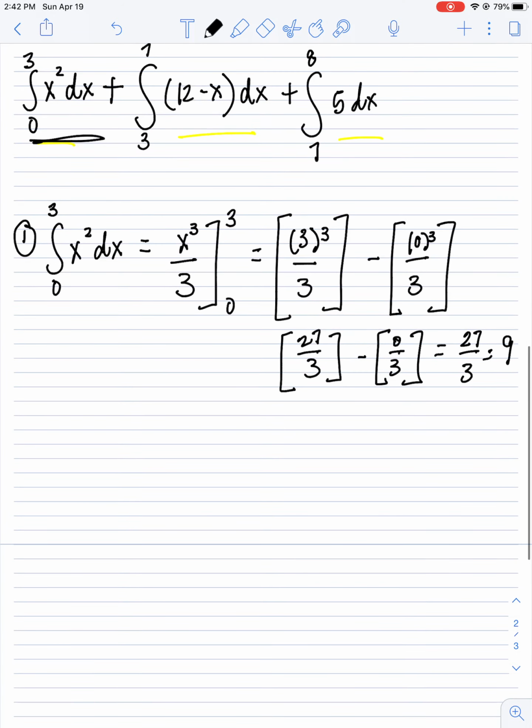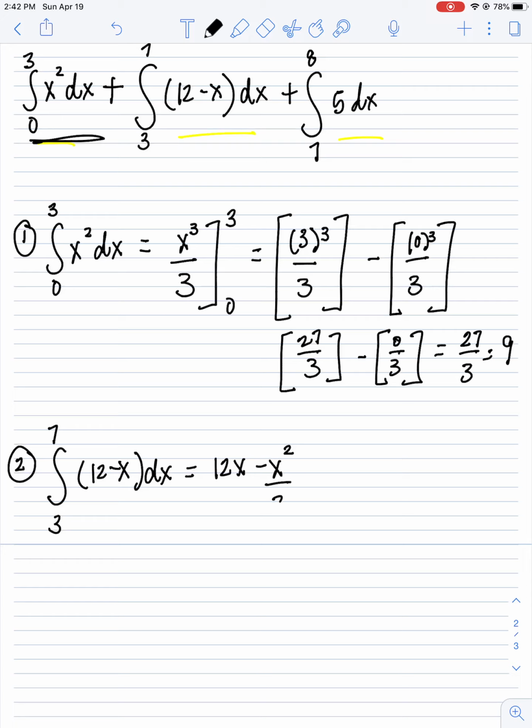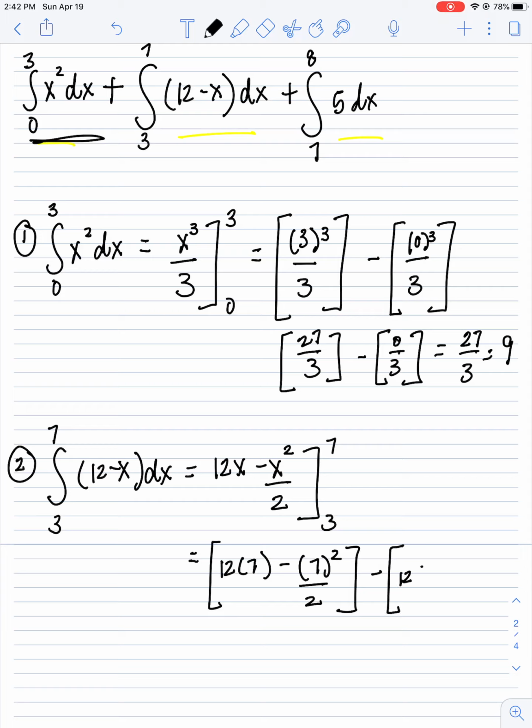We are now going to do integral number 2. Integral number 2 was from 3 to 7, 12 minus x with respect to x. So the integral of 12 is 12x minus x squared over 2. Integrating from 3 to 7. Well, you know that means everywhere you see an x, you're going to plug in a 7. And then everywhere you see an x, you're going to plug in a 3.